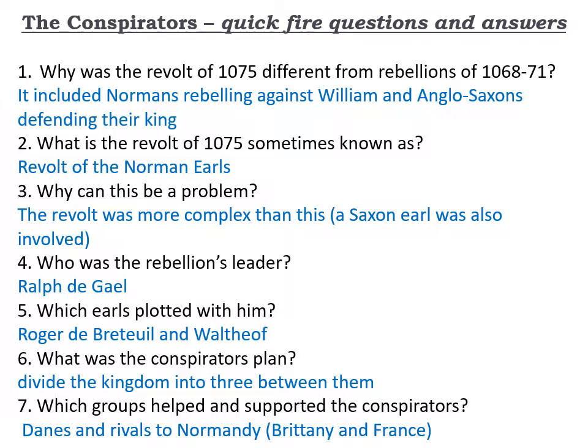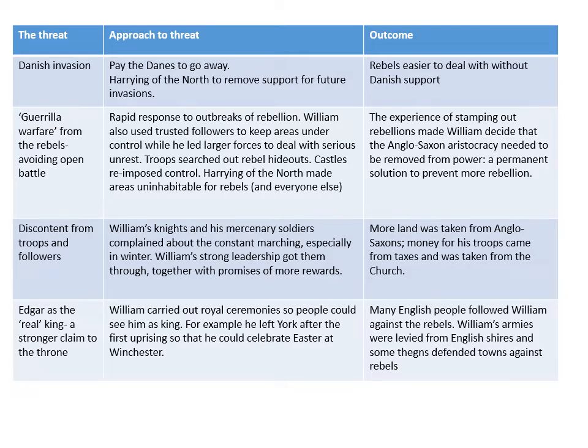And then last up, this last part of the presentation looks at the threats that were posed to William as king, how William dealt with each threat and what the outcome was. So first of all, dealing with Danish invasion, William paid the Danes to go away, and in the case of the harrying of the north, embarked upon that as well, so that the Danes wouldn't invade the north because there'd be nothing for them to take. The outcome of this was that rebels were easier to deal with without Danish support.